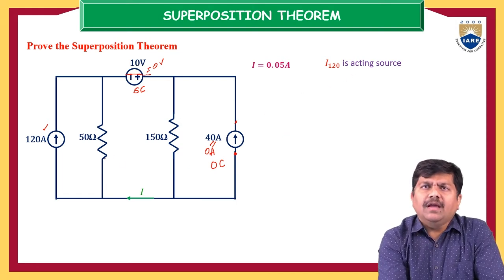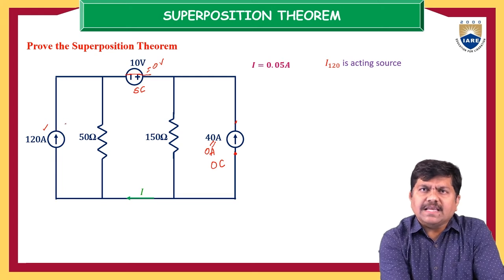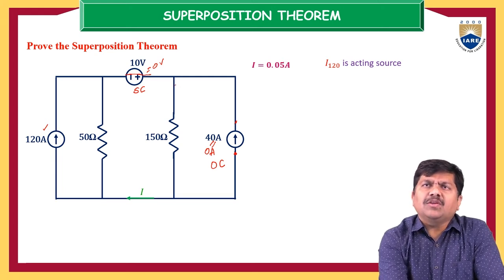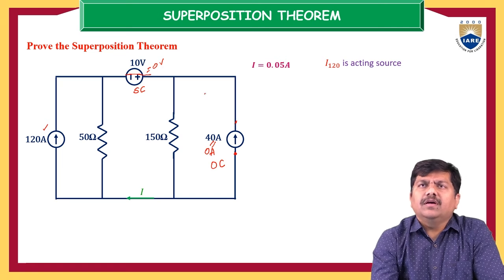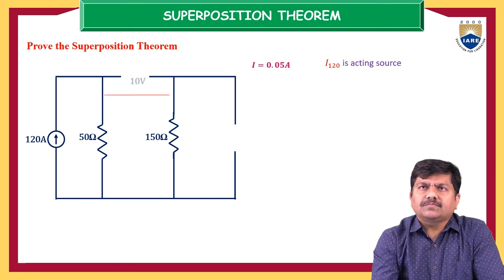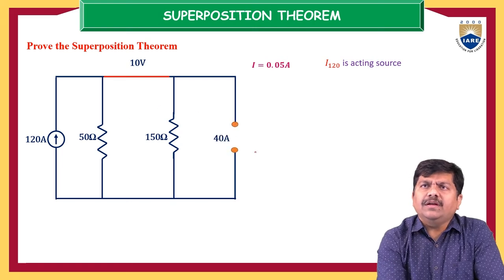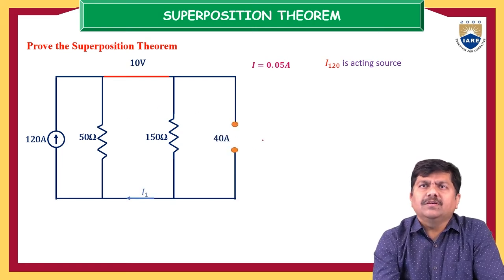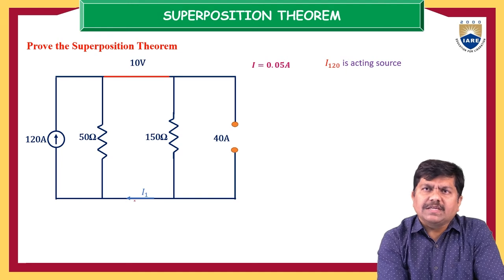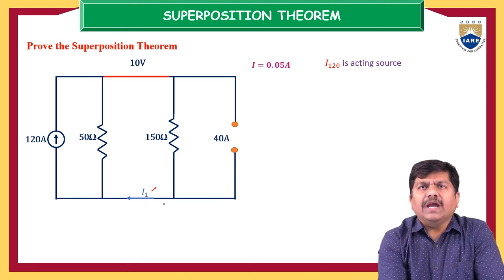So I am assuming I120, this current source, is active. If this current source is active, then the remaining two sources, this 40 amps current source and 10 volts voltage source, are made inactive. This is the way of making them inactive. So this is short circuited and this is open circuited. So what about the response here? The response is nothing but what was marked as I1. So we have to calculate that I1 current.